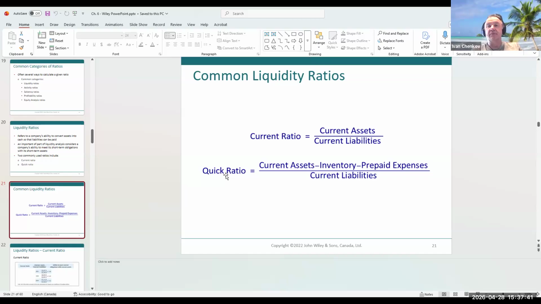For the quick ratio, from the current assets that we have in the first formula, we're going to eliminate inventory and prepaid expenses. So what are we going to stay with? We're going to stay with only the cash, accounts receivable, some short-term investments, and that's all. Inventory and prepaid expenses, we're going to eliminate from the calculation.